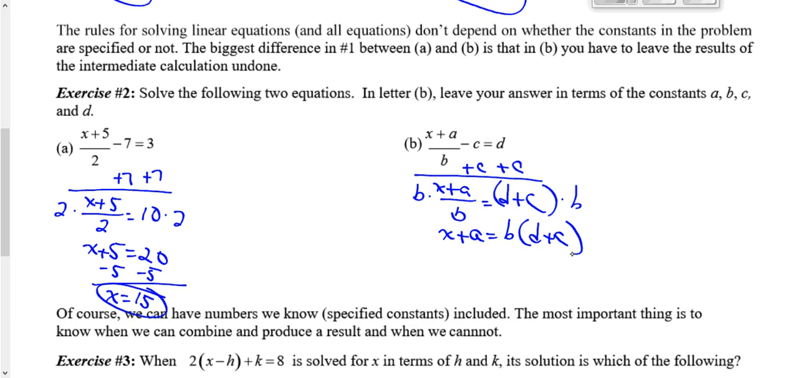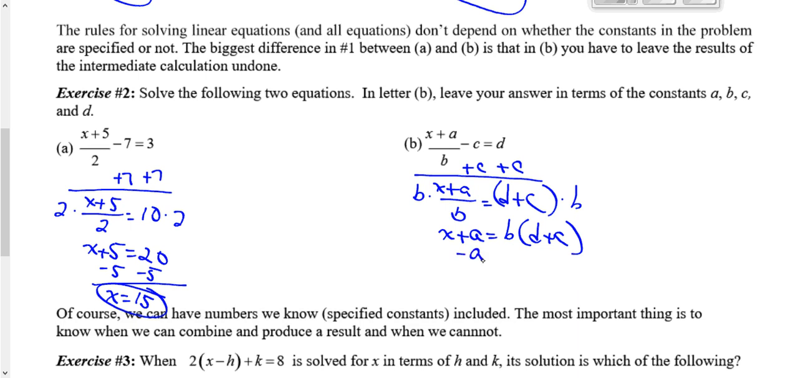So I'm doing the same thing I did over here. I added 7 to both sides. Well, it's just a c, so I'm adding c to both sides. And then I multiplied both sides by 2. Well, it's not a 2, it's a b, so I multiply both sides by b. But I had to multiply the entire side by b. And then all I did was bring the b out front because it looks better. And what do I do now, guys? Well, I don't need to distribute so much. I could.